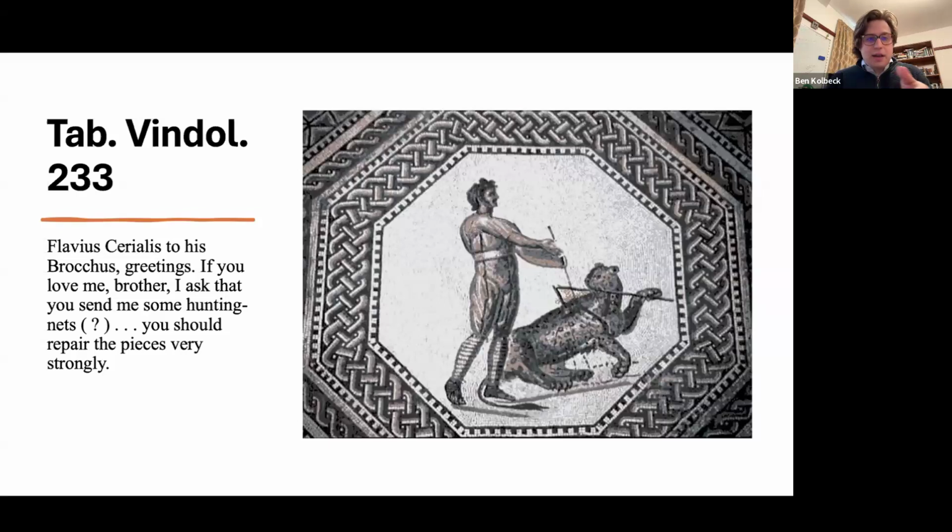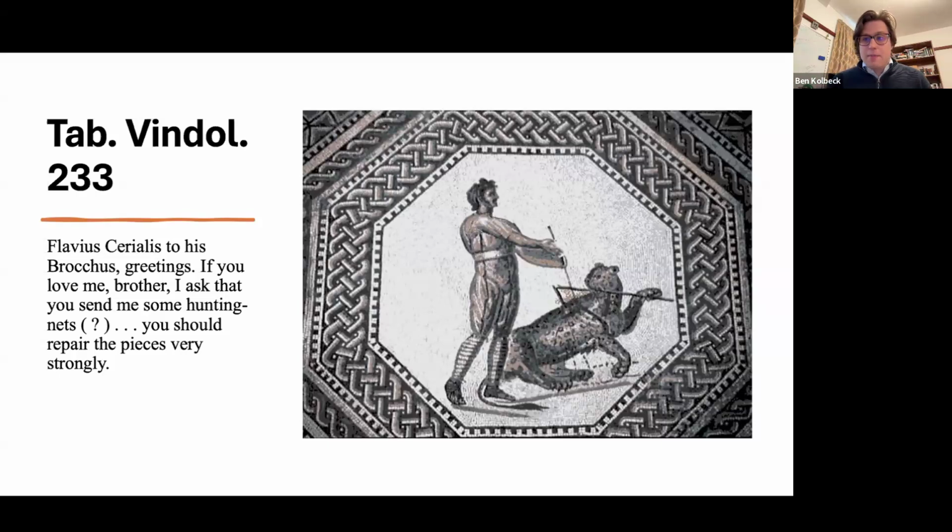And Cerealis says to Brocchus, greetings. If you love me, brother, I ask that you send some hunting nets. You should repair the pieces very strongly. Now he calls him brother here. That's just a social term. Brocchus isn't actually his brother. Even today, soldiers are very fond of using those kinds of terms, like brother, to refer to brothers in arms.